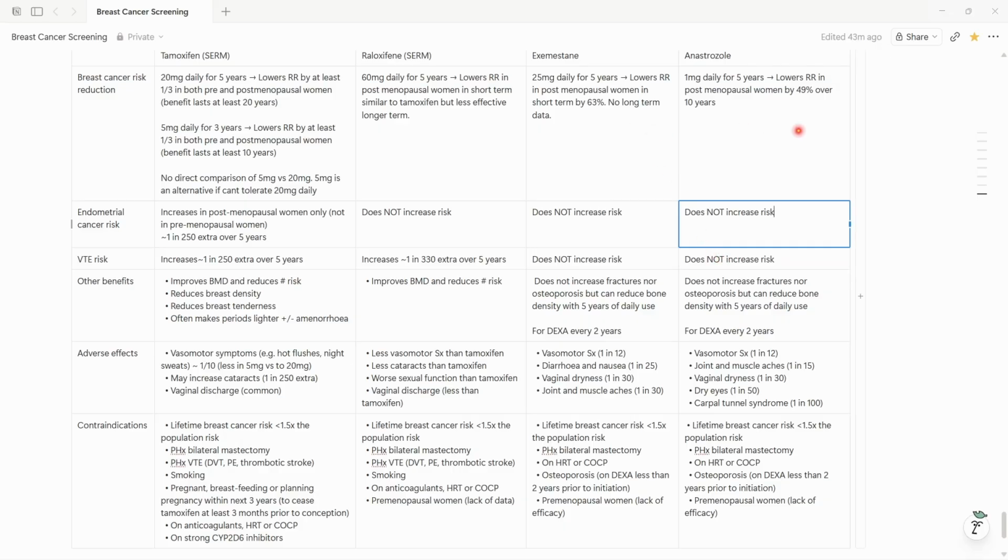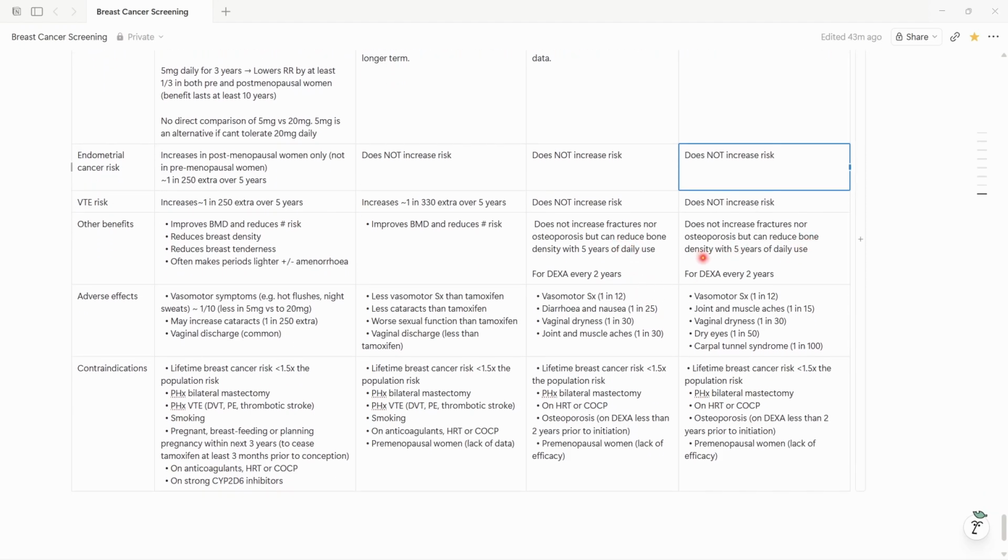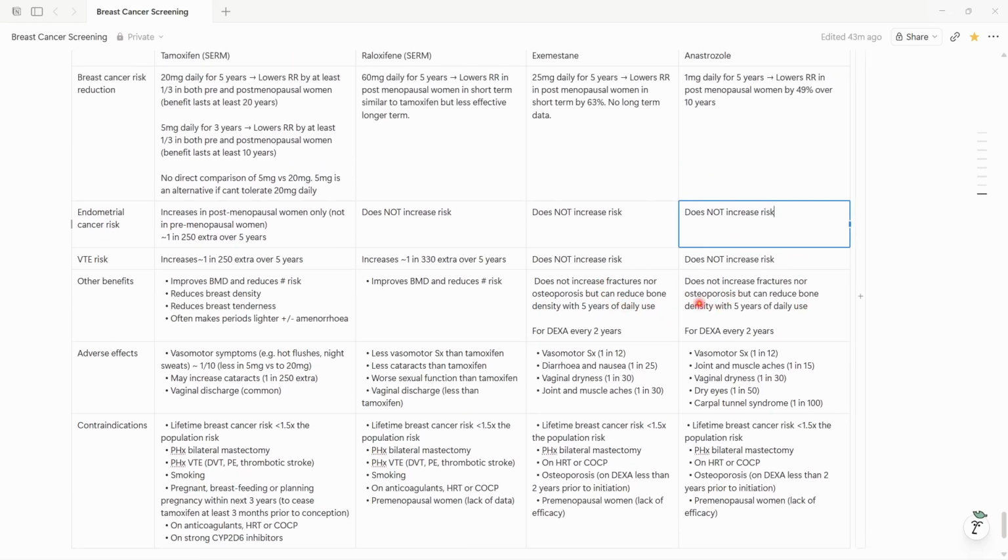However, exemestane and anastrozole do not help with bone mineral density, and there is a theoretical reduction in bone density with 5 years of daily use. So they may actually harm bone density with long-term use. For patients taking exemestane or anastrozole, the recommendation is to have a DEXA scan every 2 years to monitor their bone mineral density.